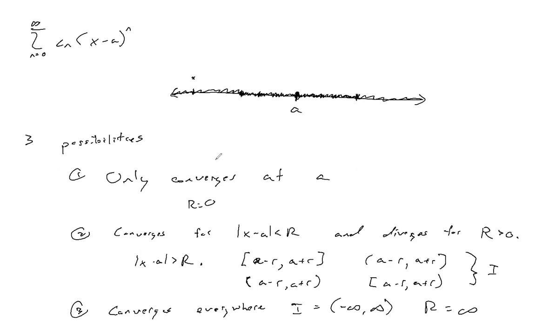There are three possibilities when I have a general power series like this, and only these three possibilities. The series converges at a single point A. It converges on some finite interval, and then we need to check the endpoints. Or it converges everywhere.